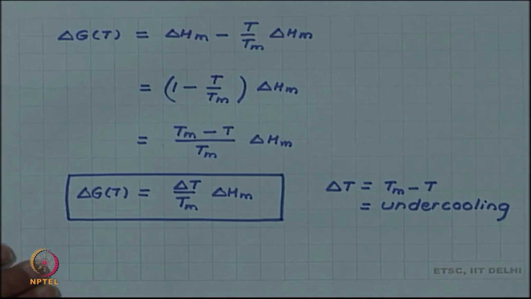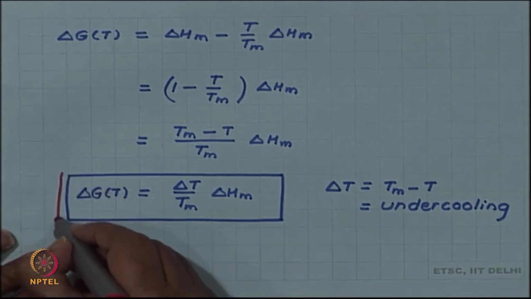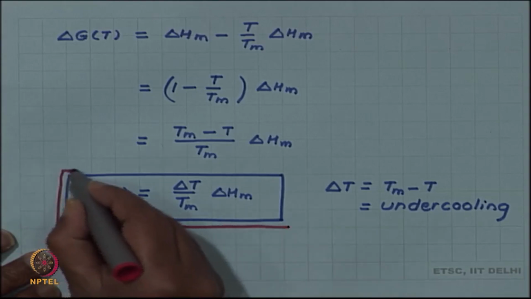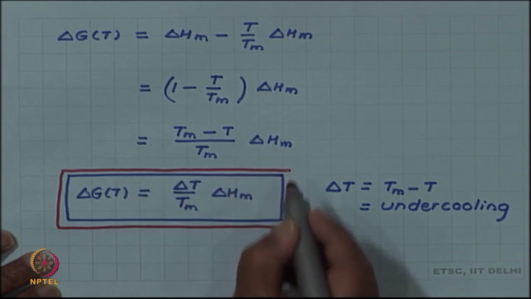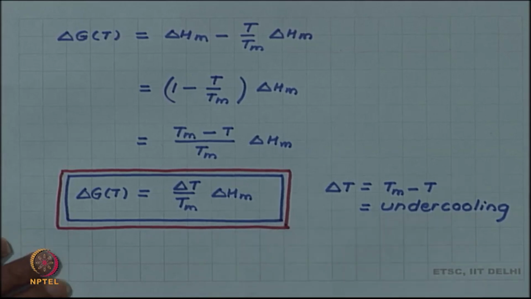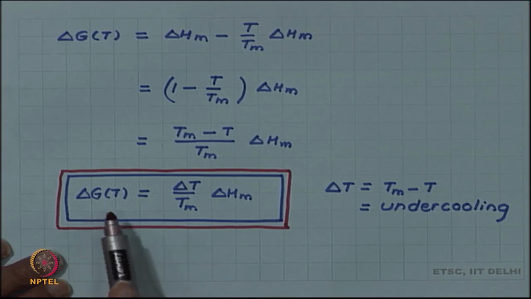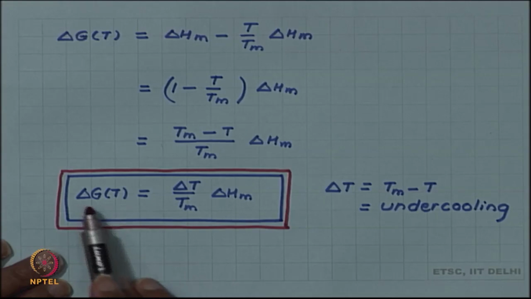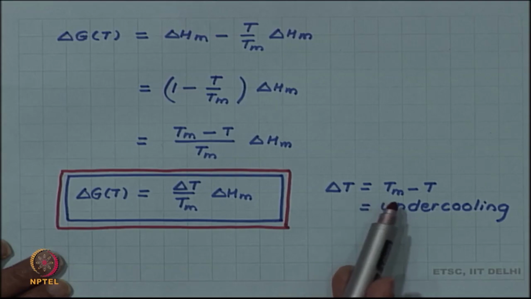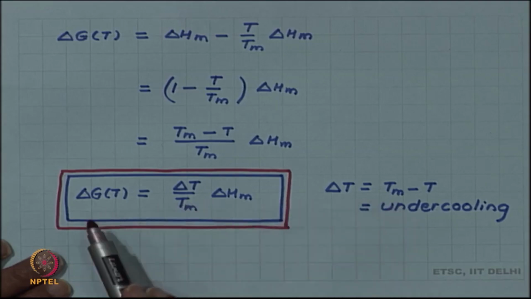This is the final expression, which is a useful approximation, because we have made certain approximations: that the enthalpy difference and the entropy difference do not vary as a function of temperature and are constant, and their value is equal to their value at the freezing temperature. With this assumption, we find that the free energy change as a function of temperature is linearly dependent upon temperature. More is the undercooling, more is delta G T.